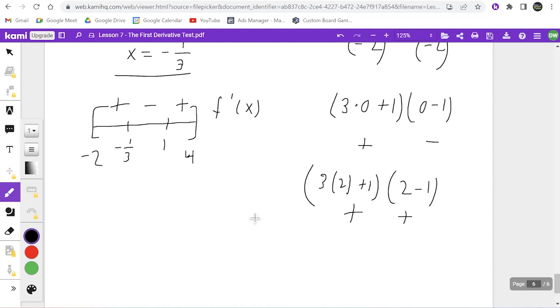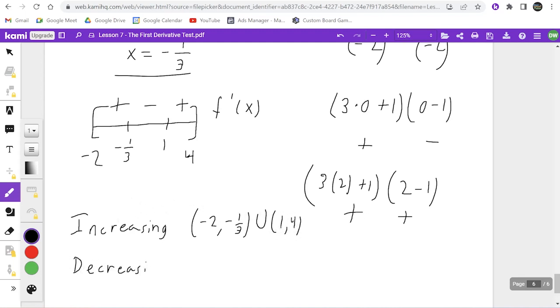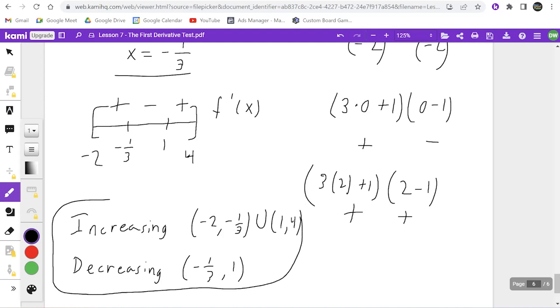Okay, I'm going to start explaining it. If you didn't finish, that's okay. If you're watching the recording, unpause the video. So here's what I'm going to say. First, for increasing and decreasing, this is the easiest one in my opinion. Increasing from negative 2 to negative 1/3, union 1 to 4, because that's where it's positive. And then for decreasing, in the middle we've got negative 1/3, comma 1. And there we go. There's increasing, decreasing.